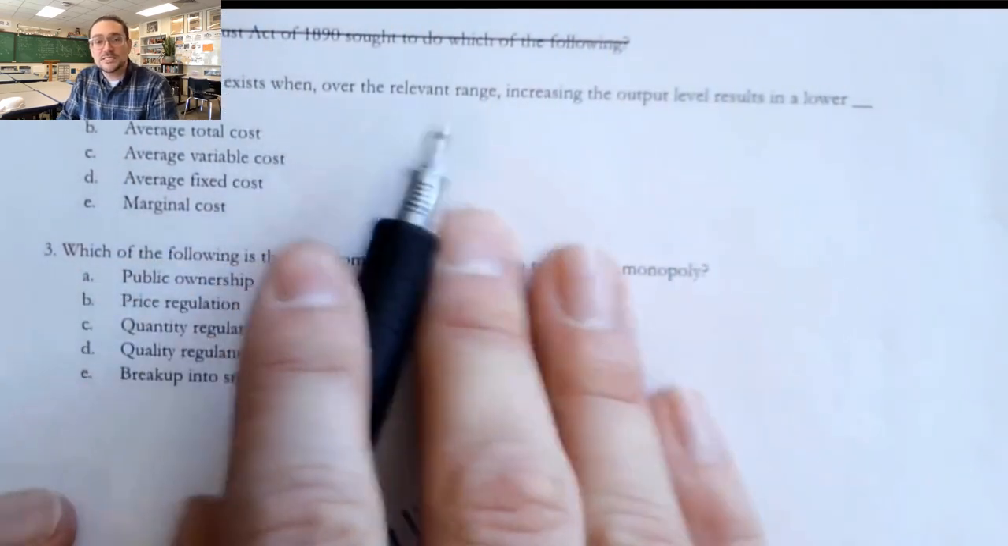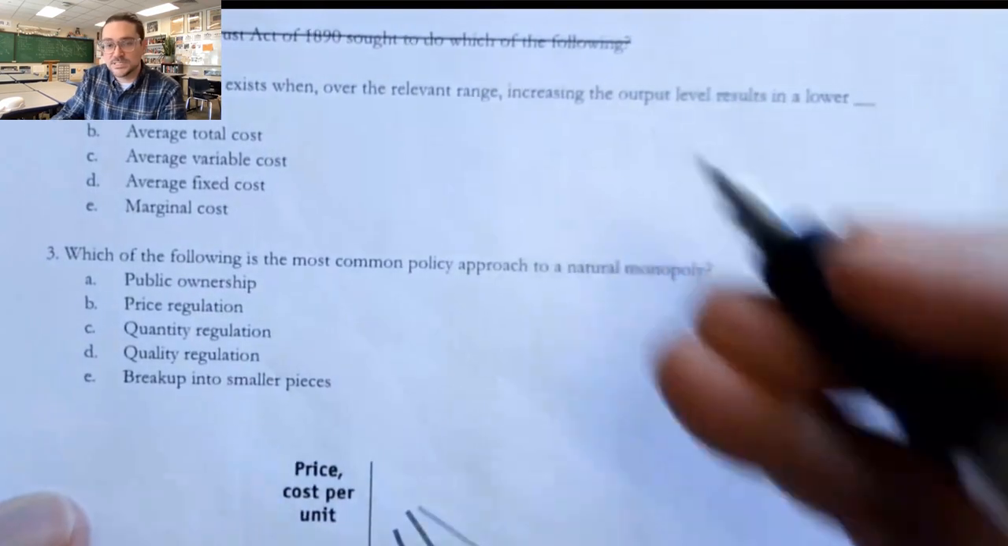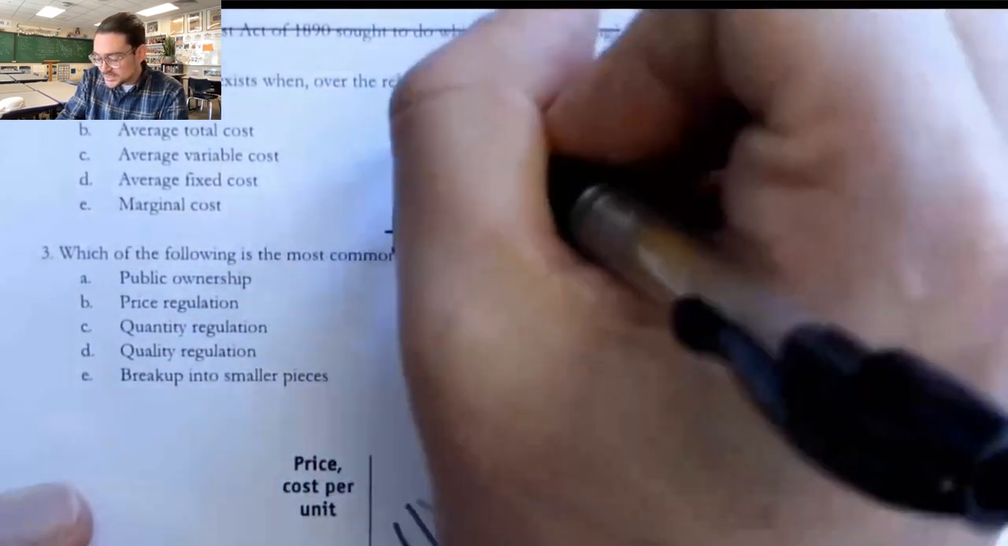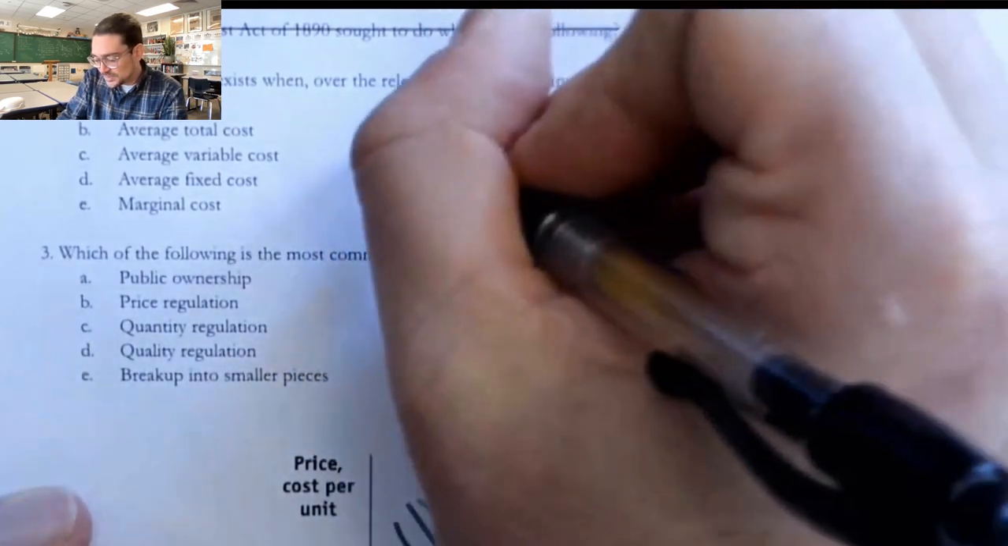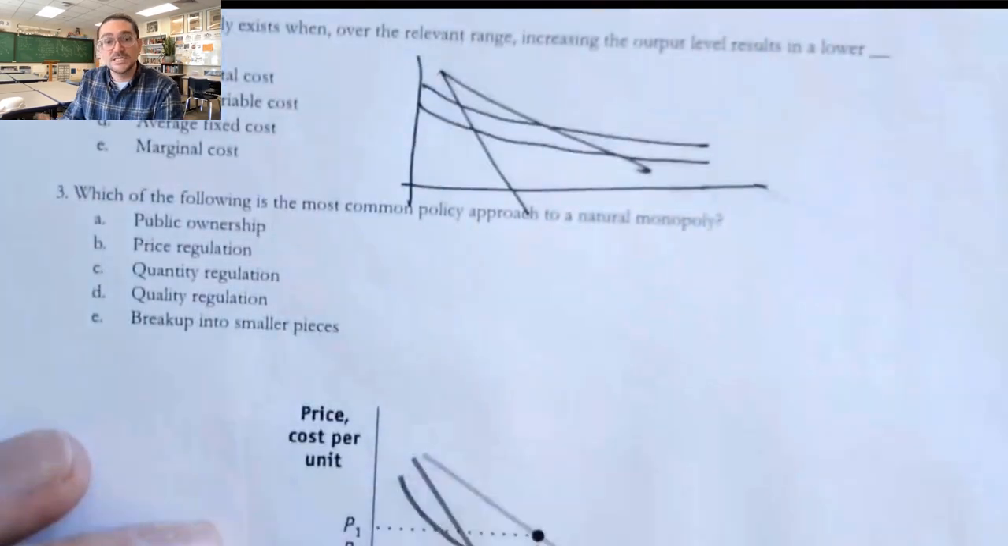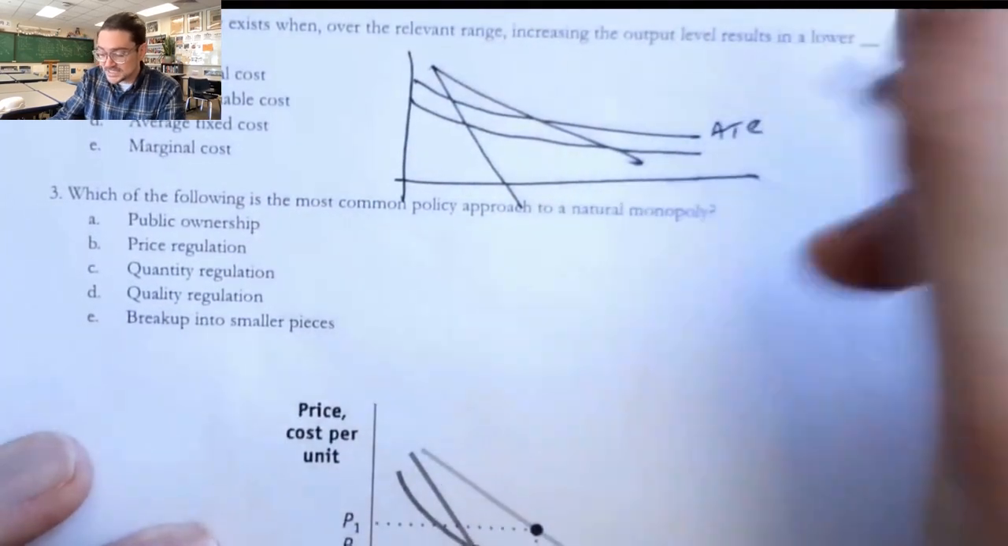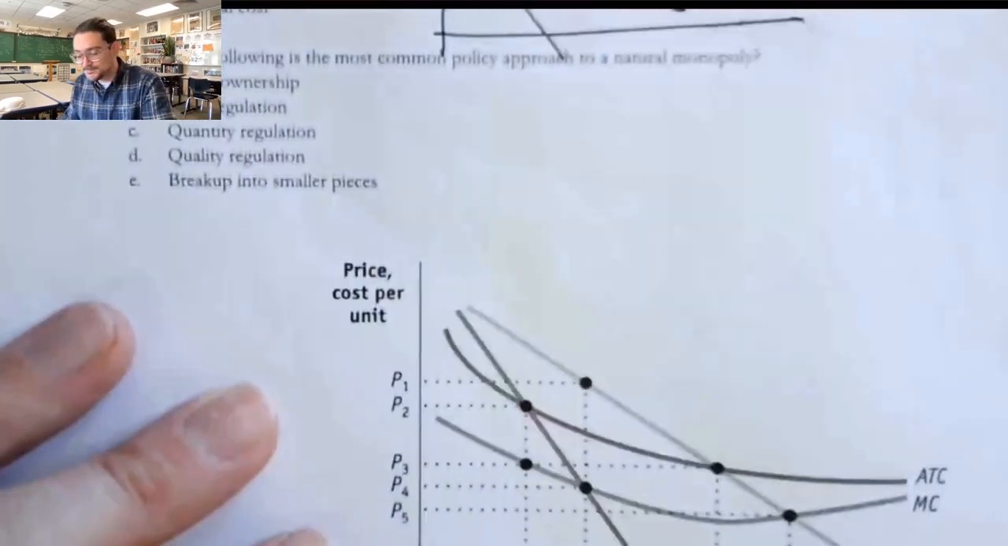A natural monopoly exists when over the relevant range, increasing output results in a lower average total cost. So we know that you've got demand and then marginal revenue, we have this decreasing marginal cost and decreasing average total cost. The decreasing average total cost is actually why this is called a natural monopoly.